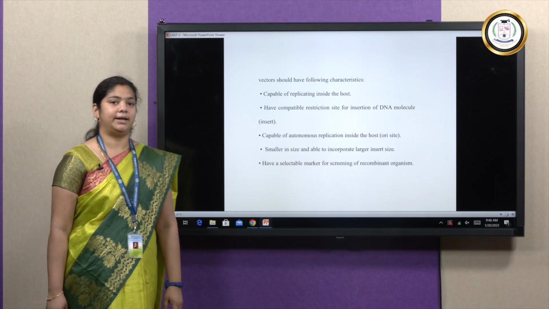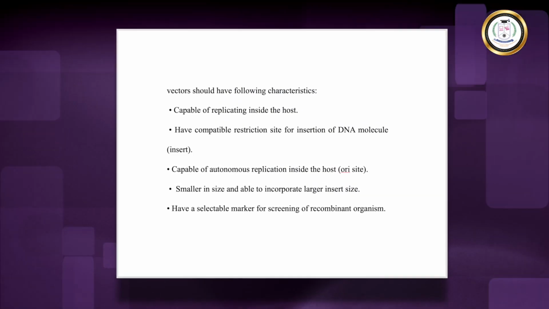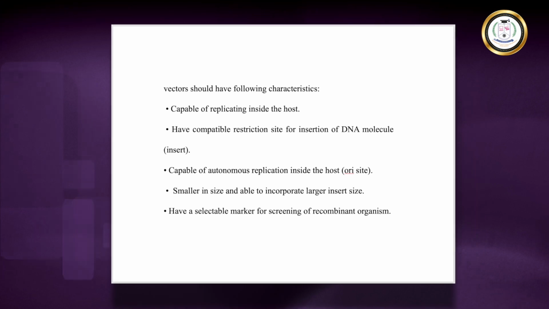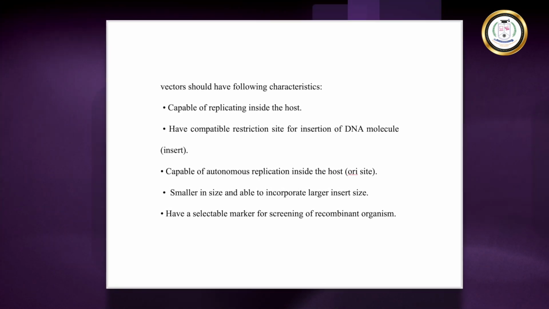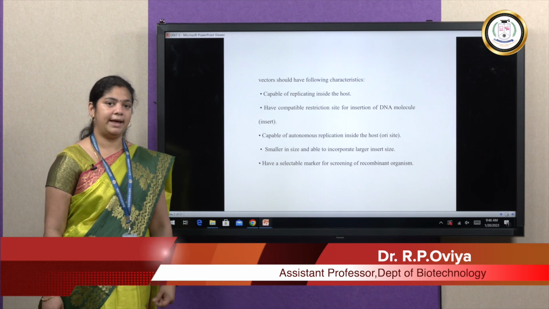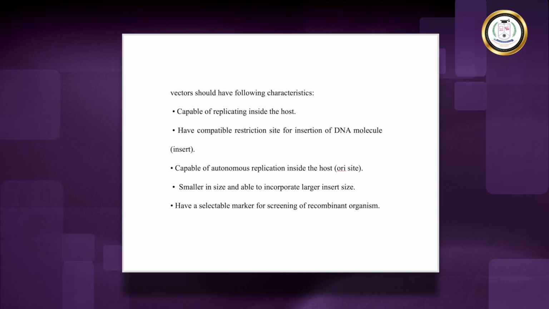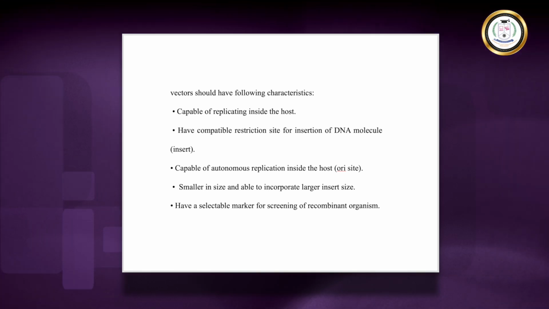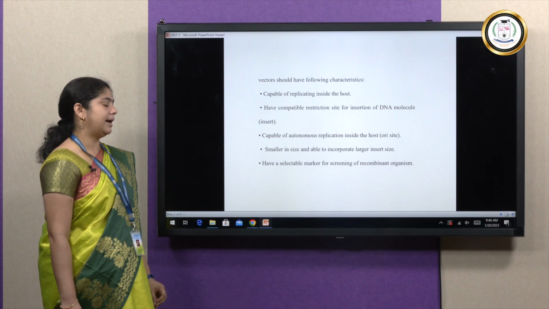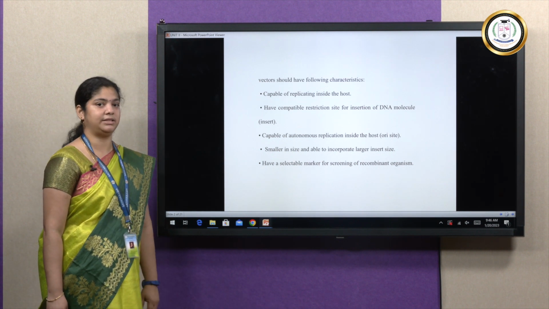So what is a vector? The vector is a major part in which the target gene is inserted, that is to obtain a recombinant DNA or a recombinant DNA plasmid. This plasmid can be used in expression of a recombinant protein. So what are the characteristics of a vector? It has to have the capability of replicating inside the host, it can autonomously replicate, and it's smaller in size and easier to manipulate.